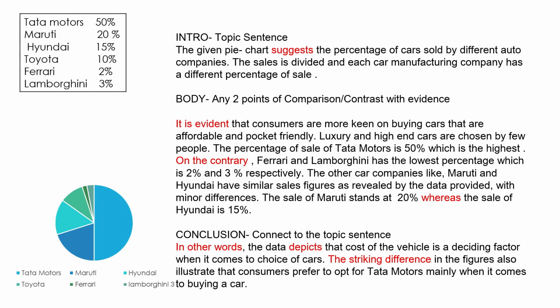In conclusion, I'm writing in other words. In other words means I'm trying to specify the same thing but in a different way. The data depicts the striking difference. Again, the striking difference means the main point of comparison in this particular graph. So this is the way that you have to attempt an analytical paragraph.